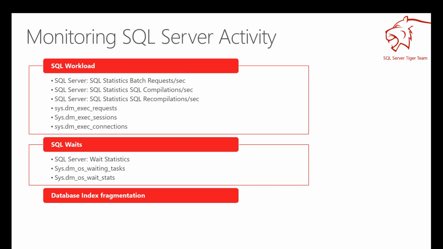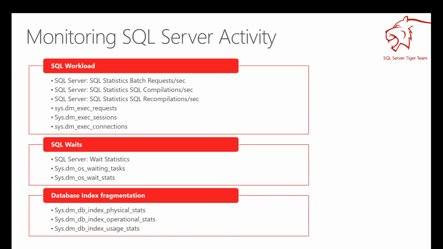Database index fragmentation is another activity which you want to monitor: how frequently indexes are being used, how frequently they are getting fragmented, what the average seeks and scans are. All that information you can get from these three DMVs.